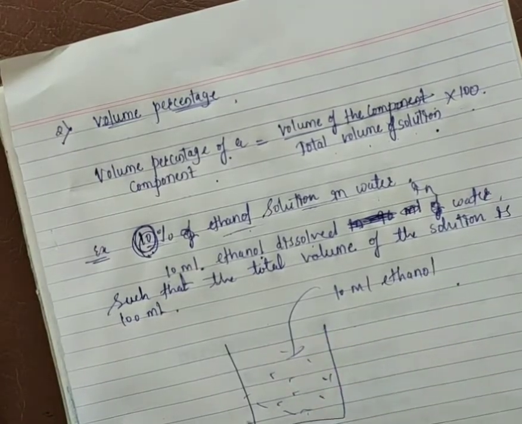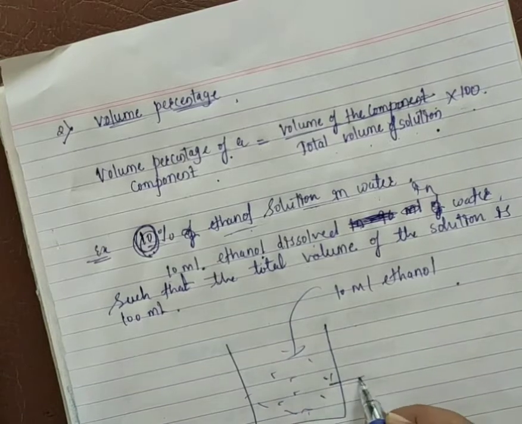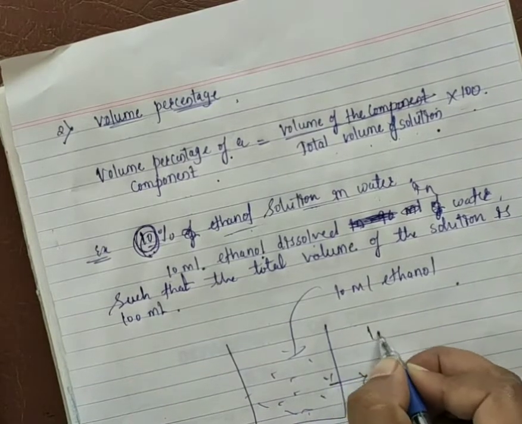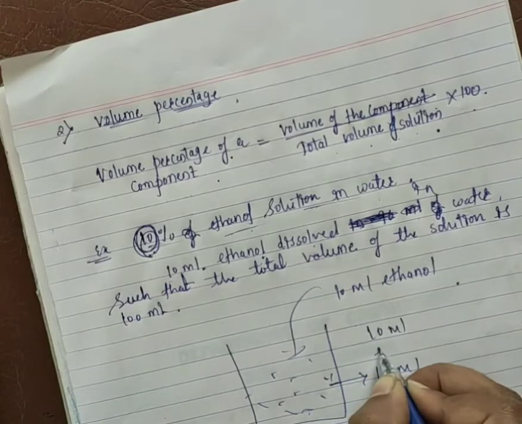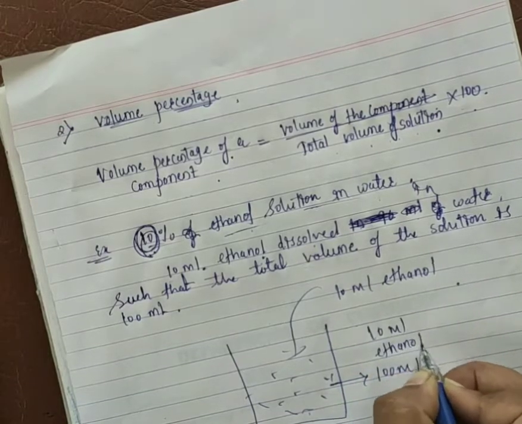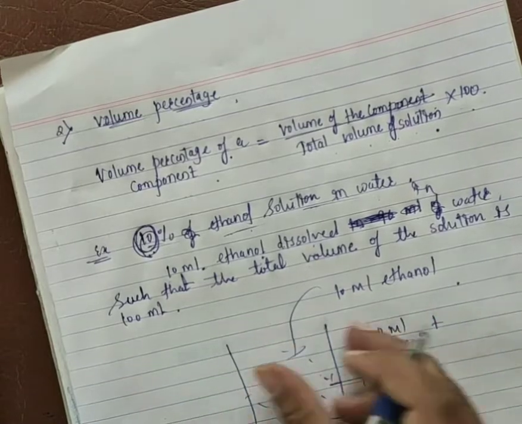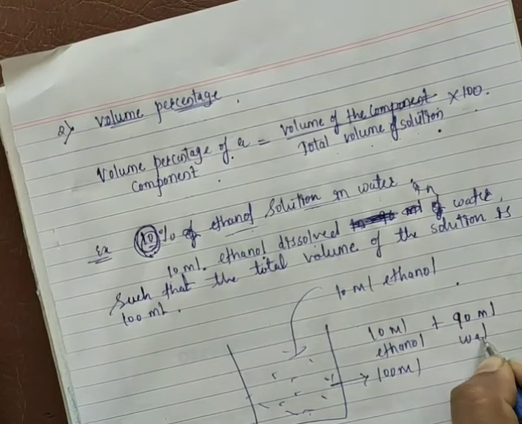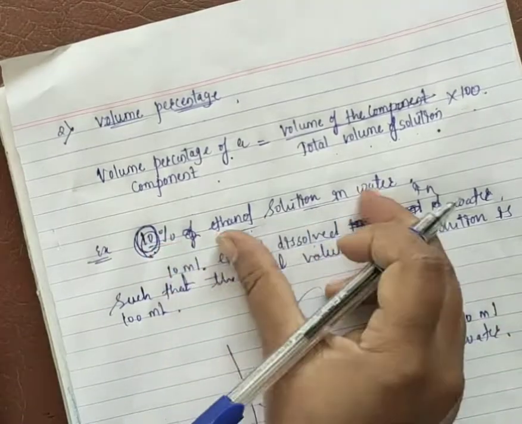Okay, so whatever the volume of the solution will be, it will be total 100 ml. 100 ml means what? We have here 10 ml ethanol and we want to make total solution be 100 ml. It means we have here 90 ml water. Like this is the meaning of this sentence.